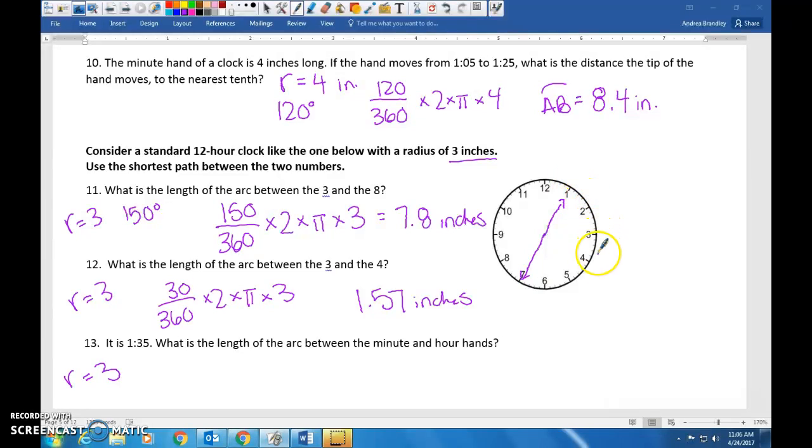So I'm still trying to find the arc length from the 1 to the 7. So this one's actually really easy because it's half the circle, which the circle is 360 degrees, so half the circle is 180 degrees. And then the same process times 2 times pi times 3. Enter that in a calculator. And this ends up as 3 pi or about 9.4 inches.